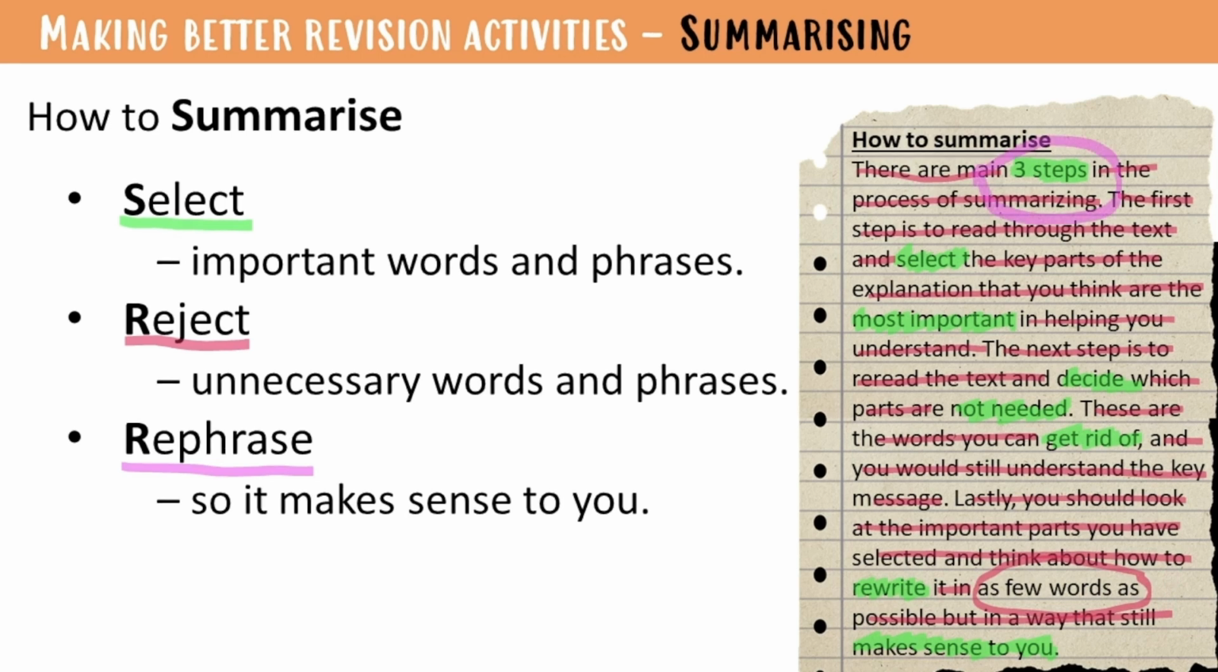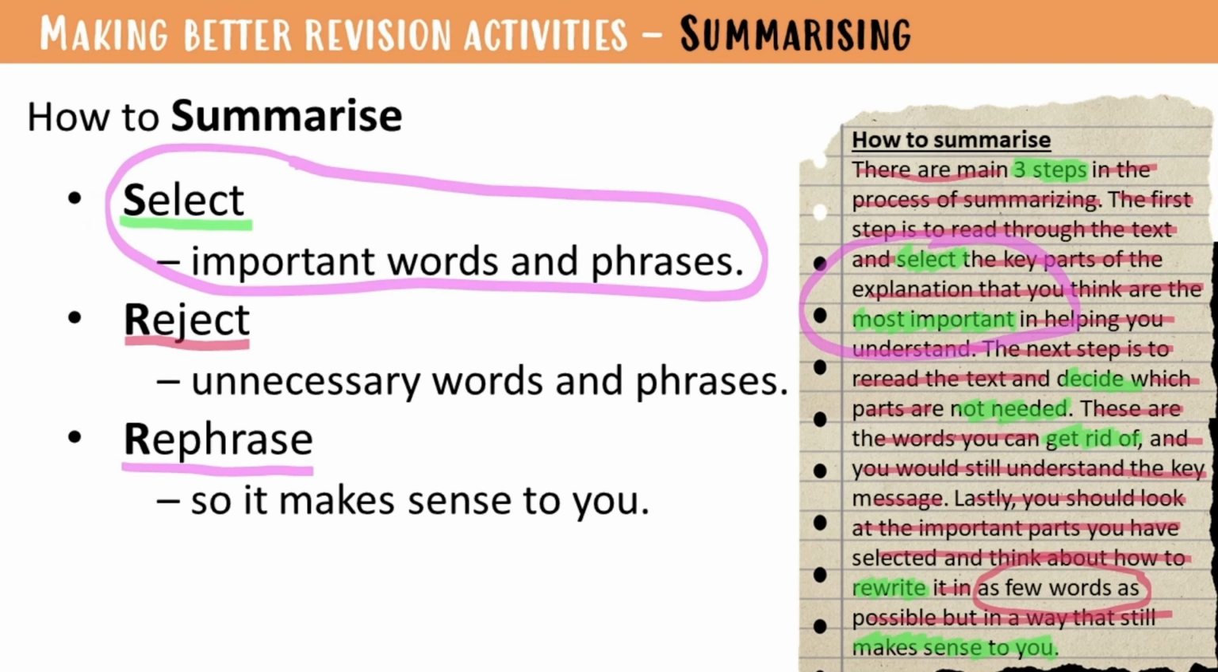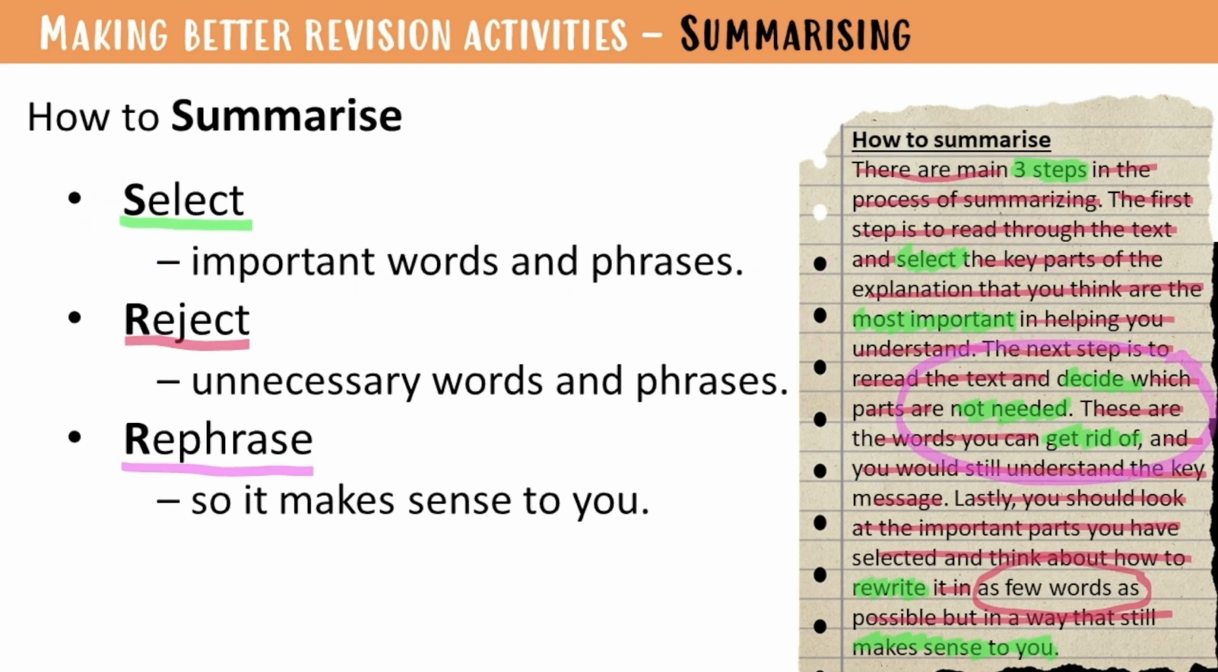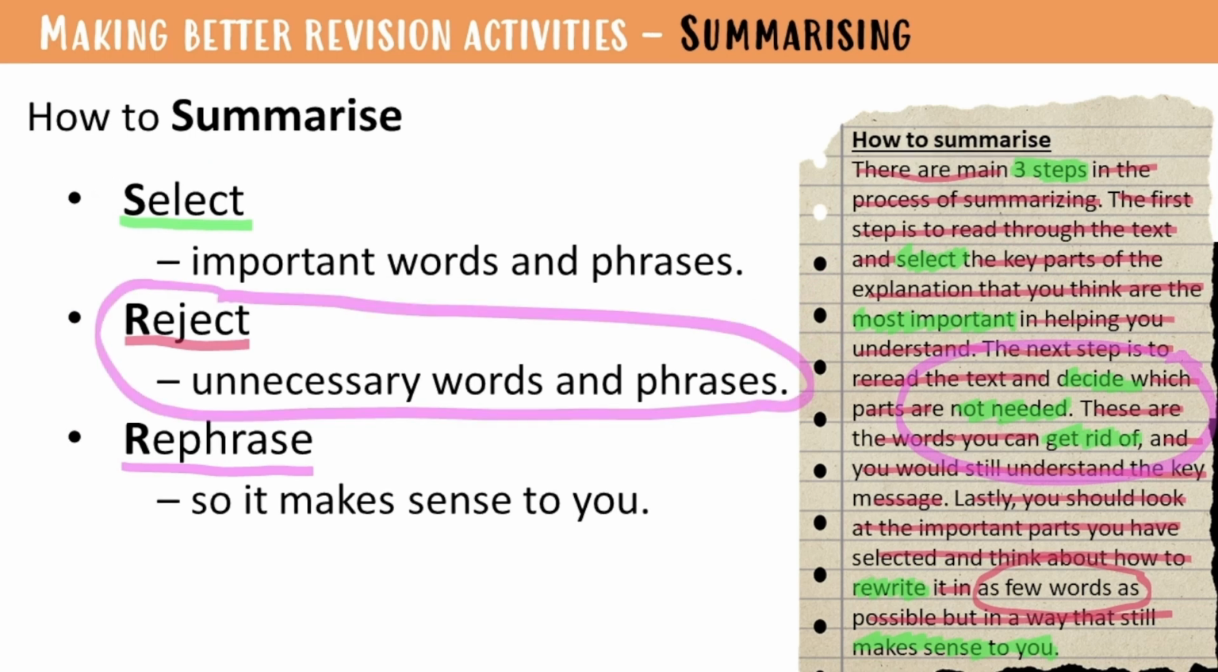But next part, I now need to rephrase this important information that I have. So I've got three steps. And I thought, well, the best way to rephrase that is not to actually write it, but just make it clear that there are three steps. I did that by sort of bullet pointing there. Next part was select the most important. I put that into my words, rephrased it. The next part is to decide which bits are not needed, which bits you can get rid of. So I called that rejecting the unnecessary words or phrases.